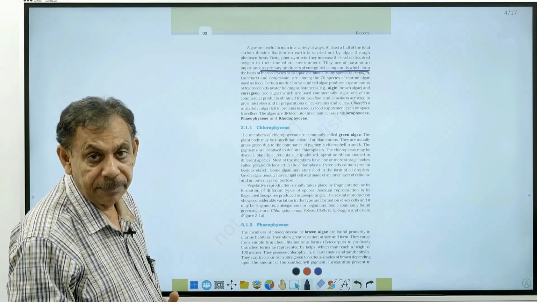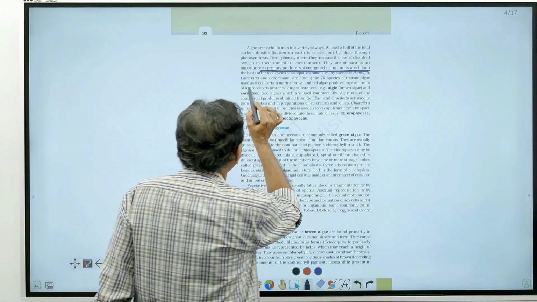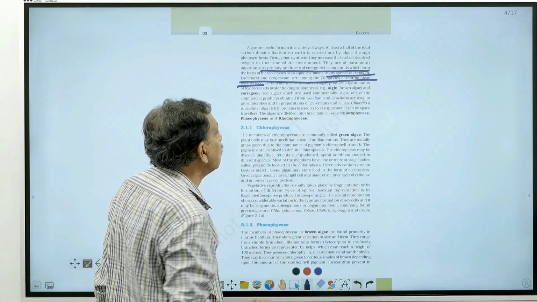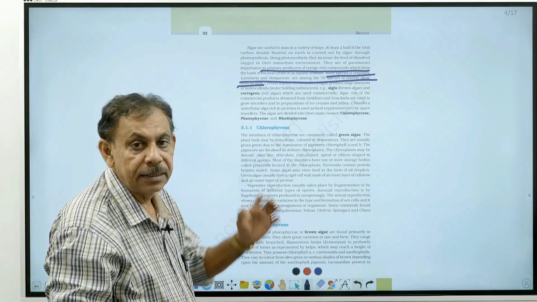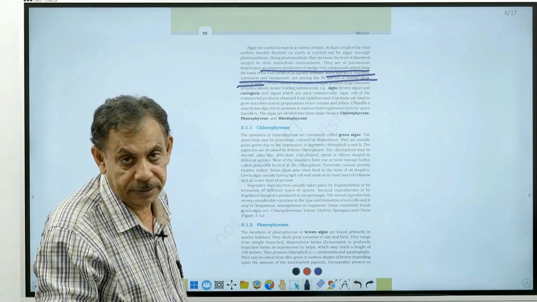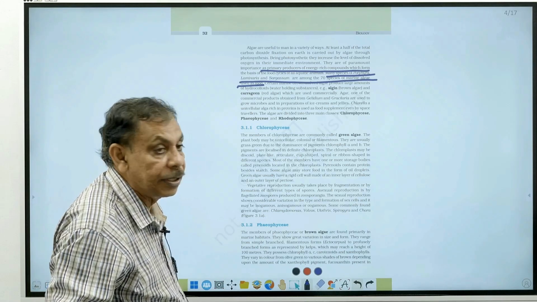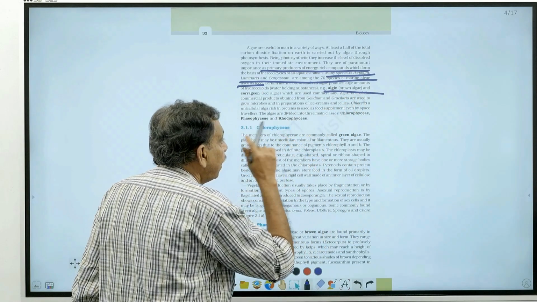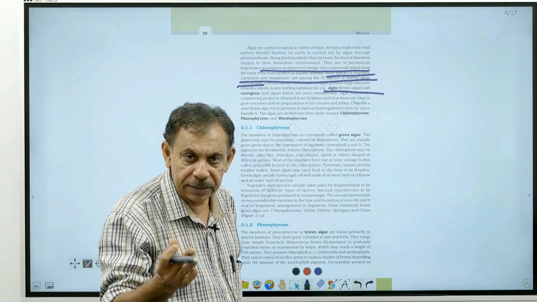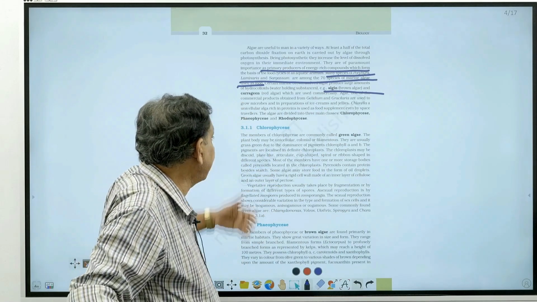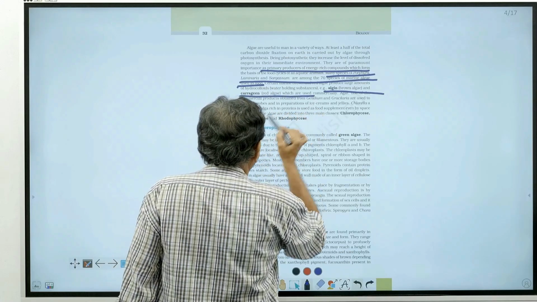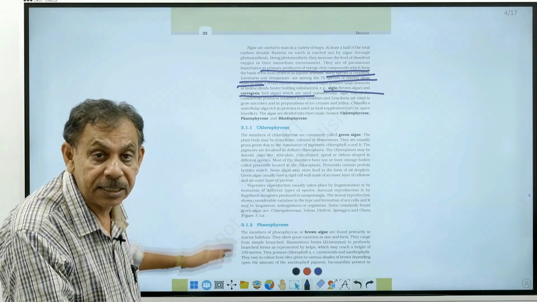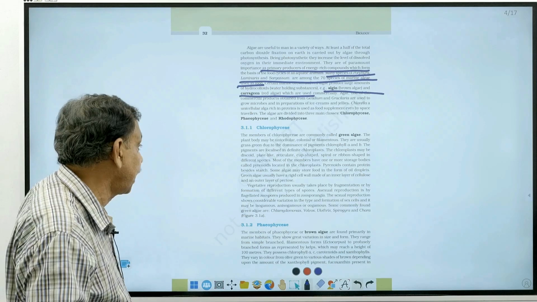Commercially, we utilize some algae for our food: Laminaria, Sargassum, Porphyra. There are 70 species which we use as food. Some members also produce hydrocolloids. There are three important hydrocolloids we should know. One is algin, produced by brown algae, for example Fucus, Laminaria. Then carrageenan, which is produced by red algae. This question was asked in NEET, carrageenan.